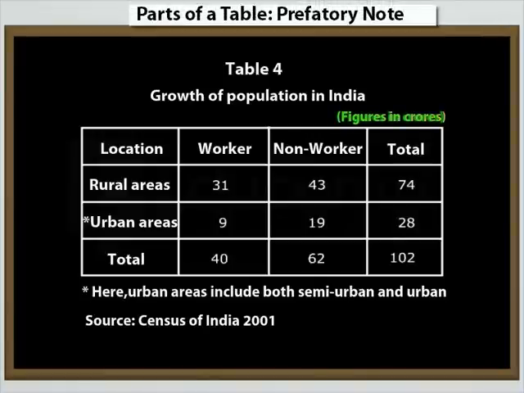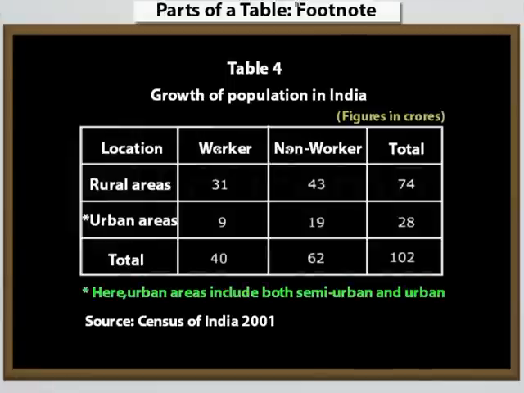Prefatory note or headnote is a statement given below the title of a table and it explains the contents of a table or main part of it. Footnote is placed at the bottom of a table and clarifies certain parts of a table. If the reader is unable to understand from the title, captions or stubs, footnotes are used.